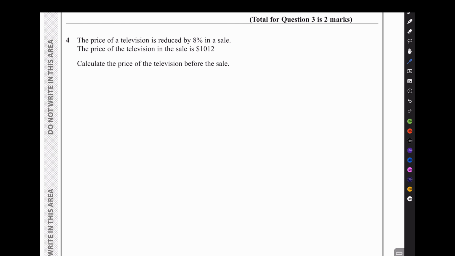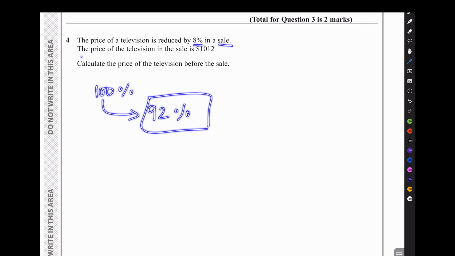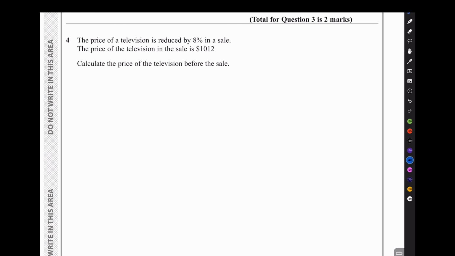So the next question is, the price of a television is reduced by 8% in a sale. If the original price is, let's say, 100%, then after the sale, the new price is 100 minus 8, so 92%. This is the new price, the sale price. Let me just write it right here.